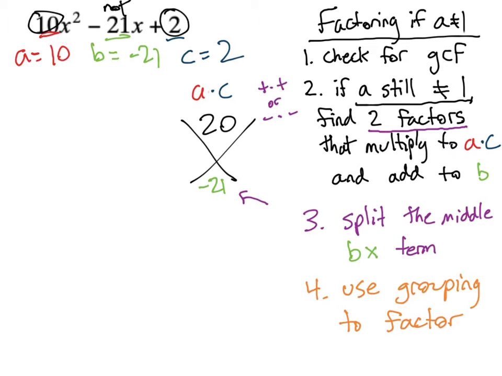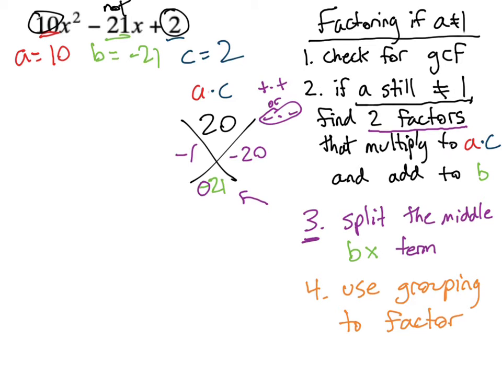But looking at this negative 21, since that is a negative, that tells me that I'm going to need to multiply a negative times a negative so that when we add those factors together, we still get negative 21. And negative 1 times negative 20 equals positive 20, and if we add those together, we get negative 21. So we solved our number puzzle, finding those two factors. Now we're going to move on to step 3.